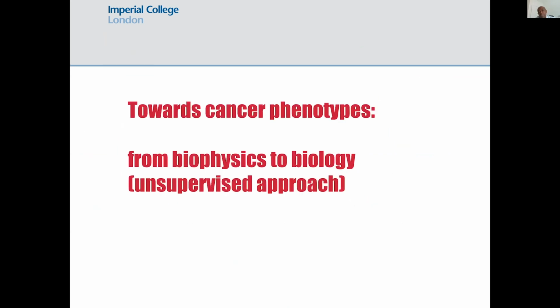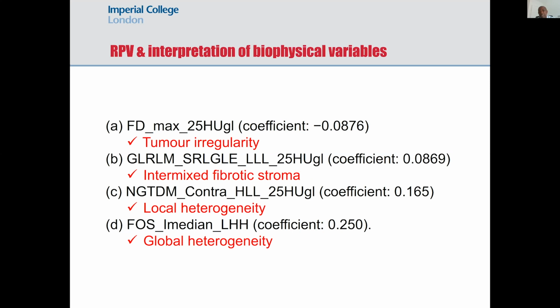What about the cancer phenotype? What does all this mean by way of cancer biology? Because these are but biophysical measures to which we'll try and assign some understanding. Broadly speaking, we can assign some understanding to these. So FD might represent tumor irregularity, and then we have intermixed stroma with tumor cells, local and global heterogeneity. But we wanted to delve in a little bit more.